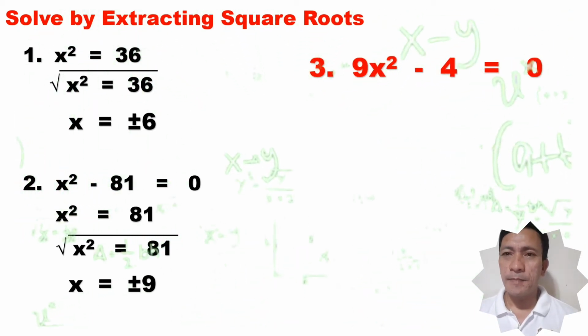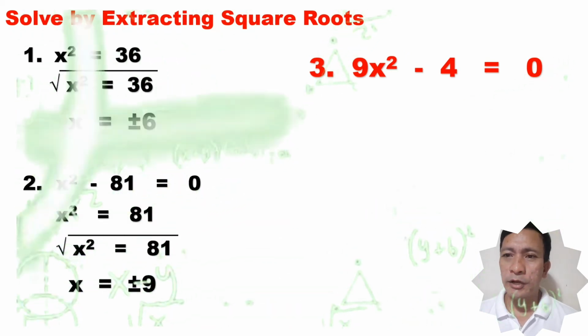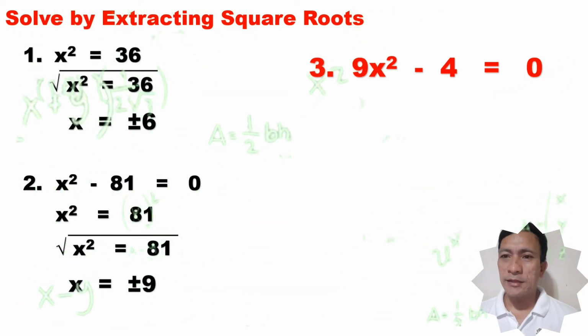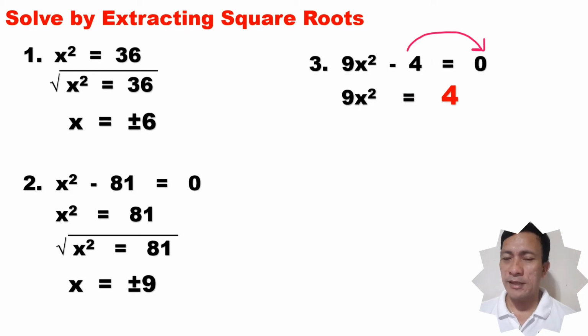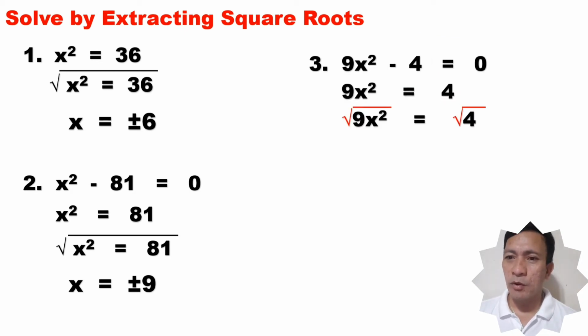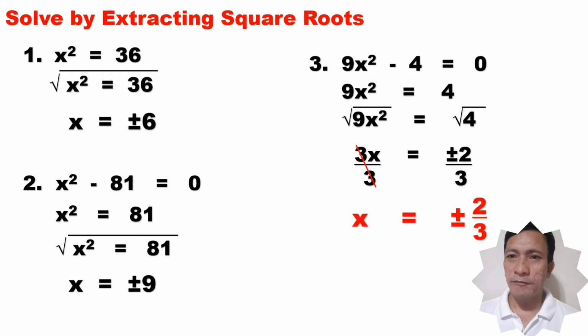Problem number 3. 9x squared minus 4 equals 0. Again, transpose negative 4 from left to positive 4 to the right. Extract square root both sides. Square root of 9x squared is 3x. Square root of 4 is plus and minus 2. Divide 3 both sides. Cancel 3 from x. Therefore, the values of x are positive and negative 2/3.